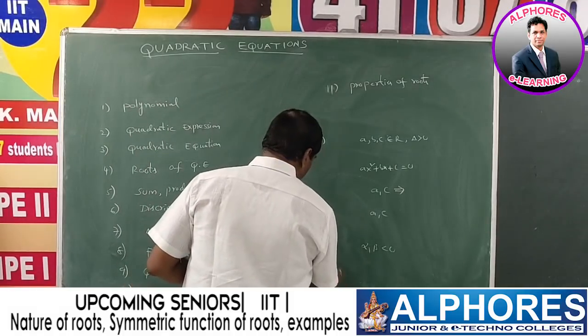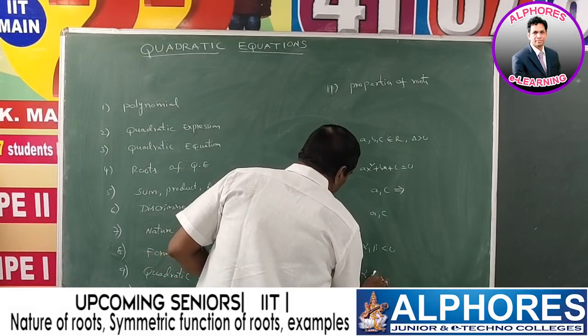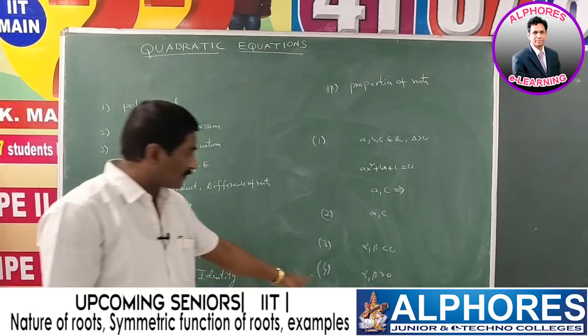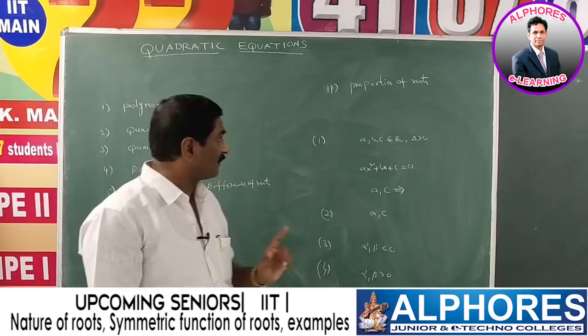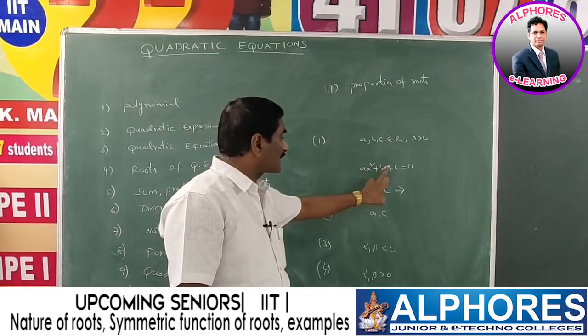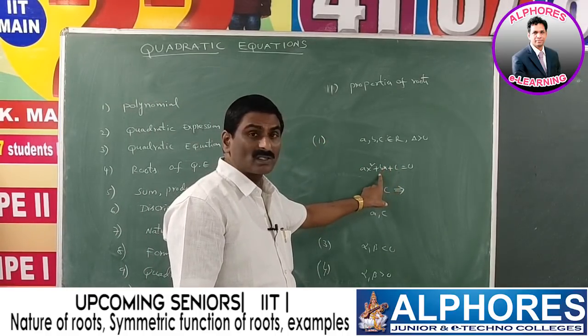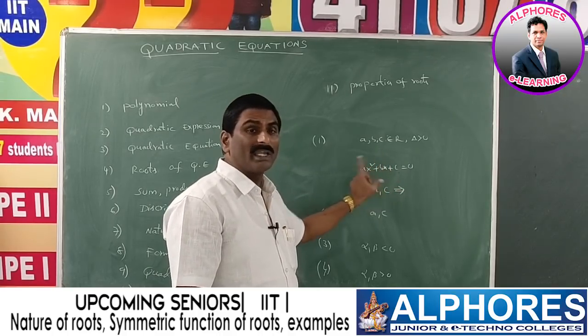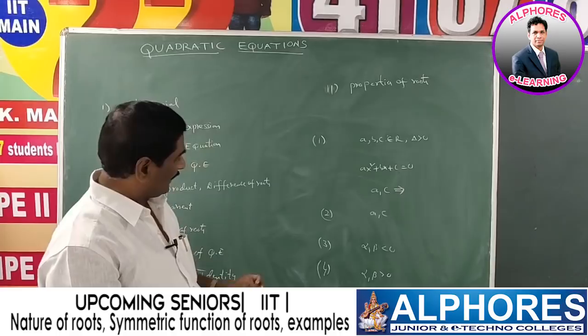Next, fourth property. If both roots of the quadratic equation are positive, then a, c have the same sign, other than the sign of b. Suppose b is positive, then a and c are negative. That means if b is negative, a and c are positive.